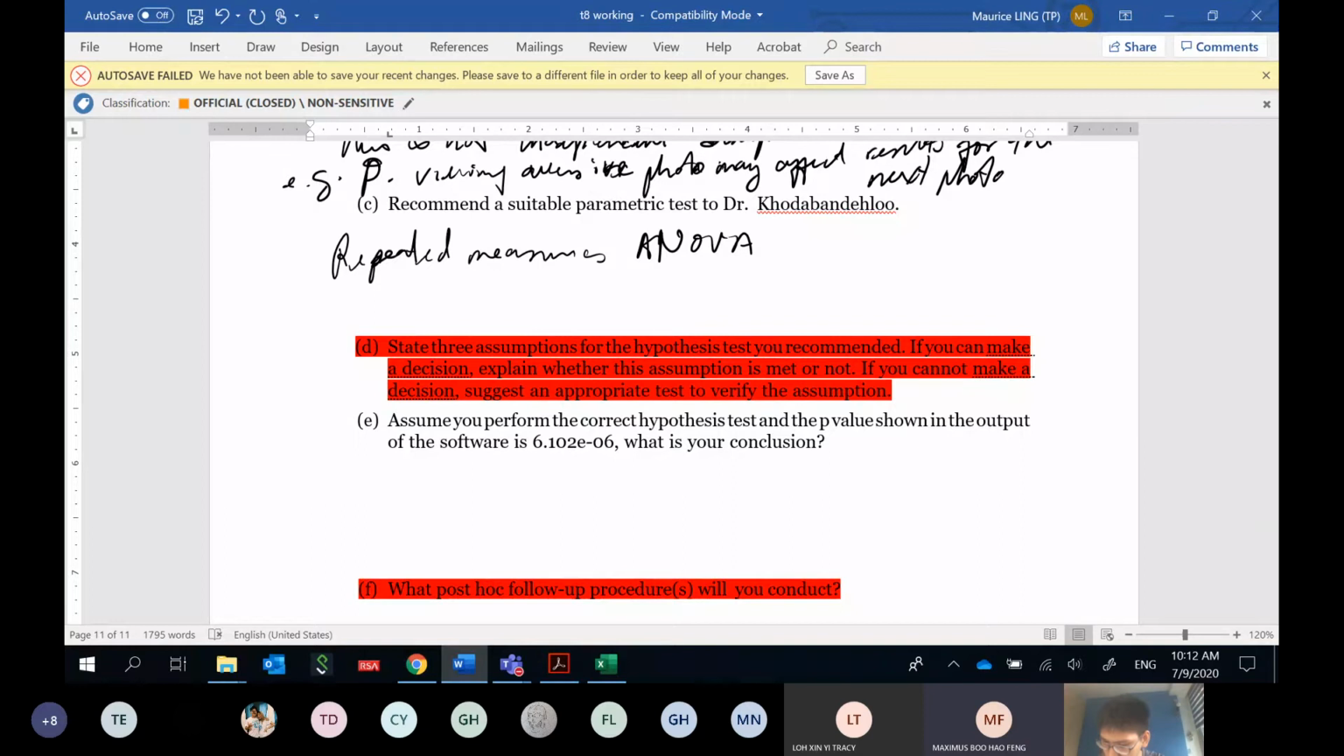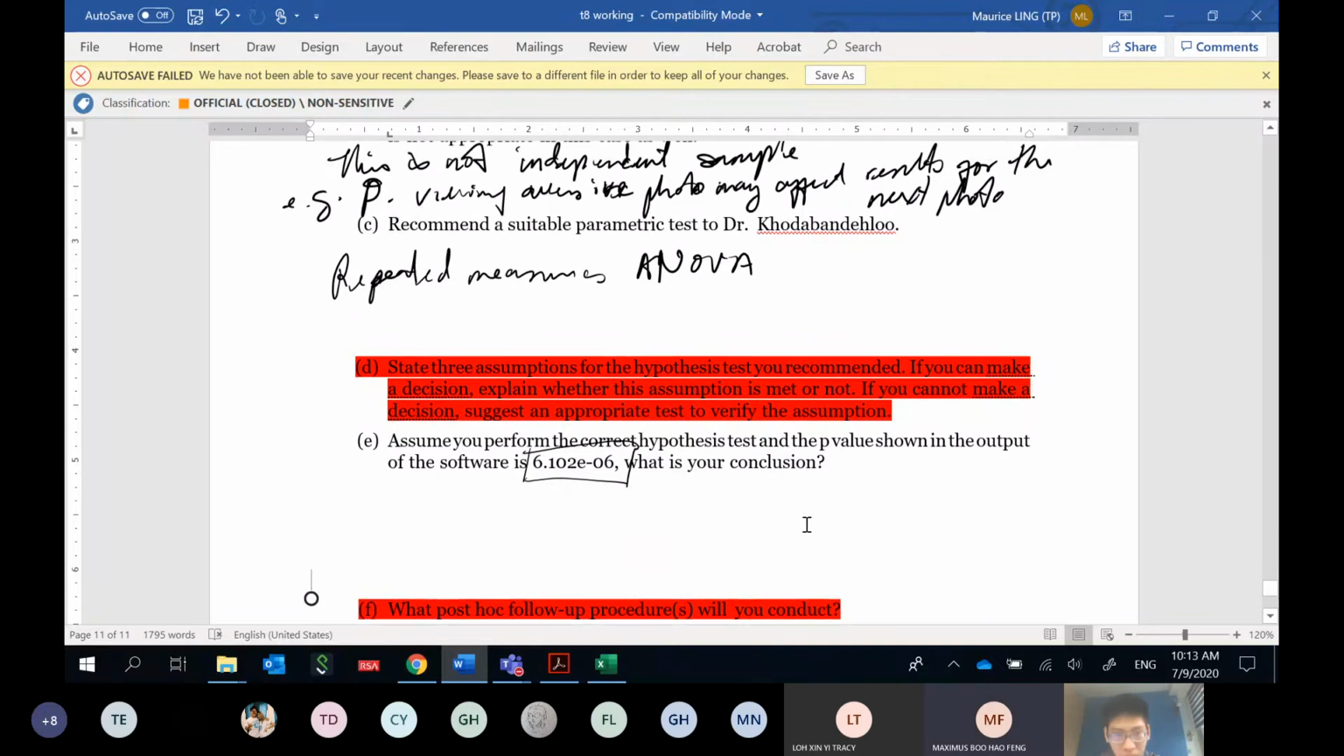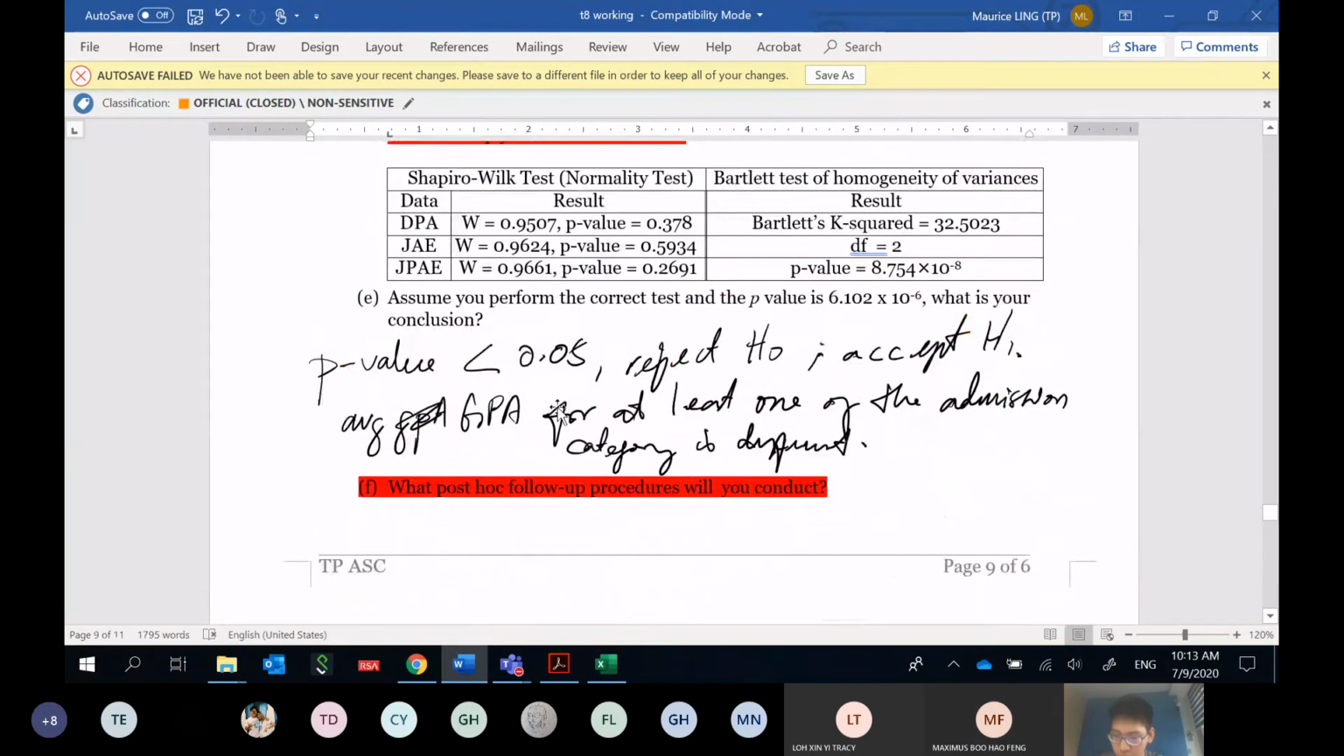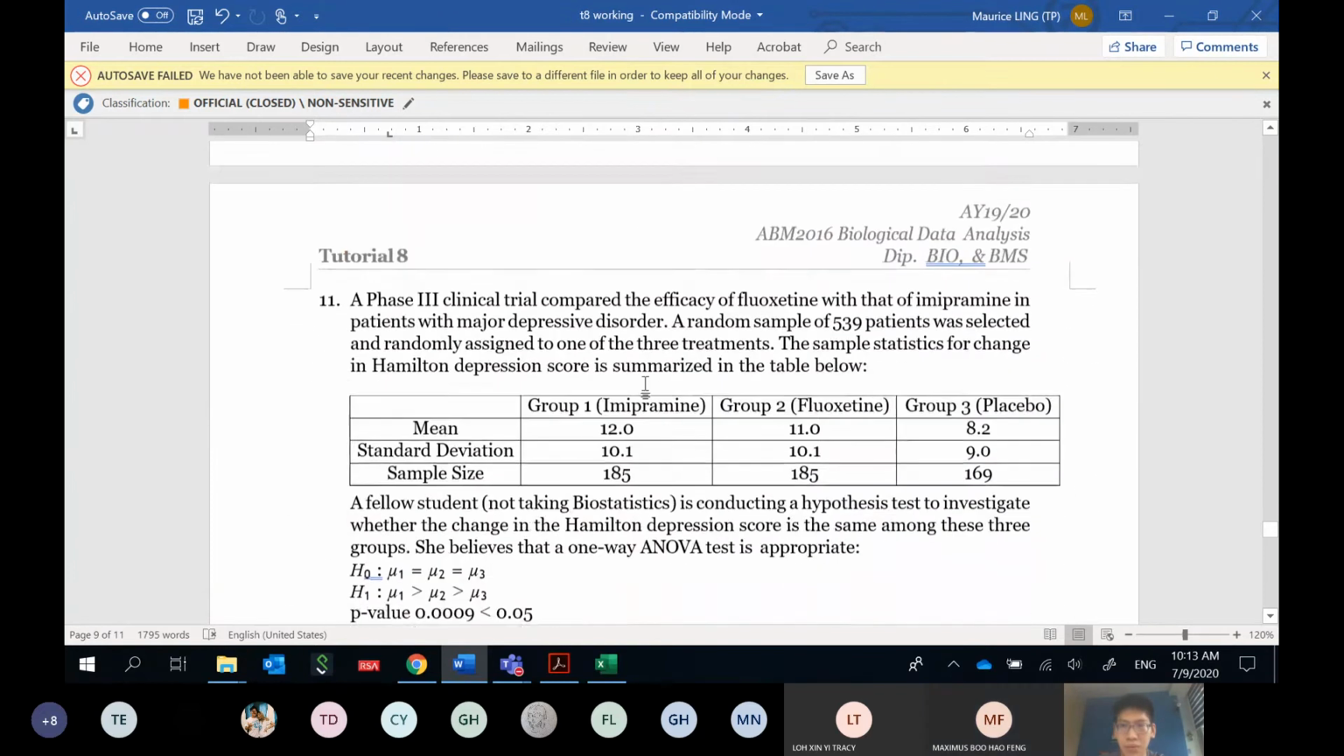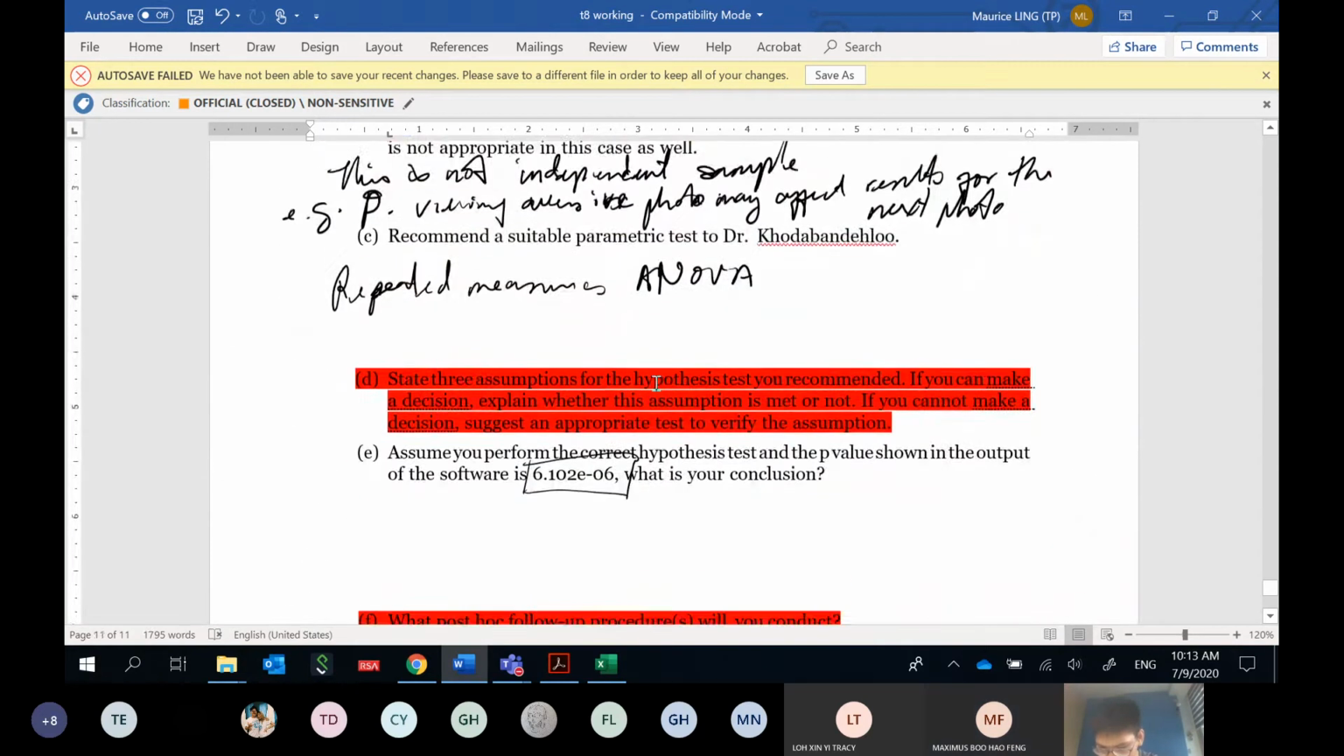I didn't calculate the... No, you don't have to calculate. Let's say this is the result. You do all the correct tests and this is the p-value given by your software. So what does it mean in the context of this experiment? It's actually the same as what was said earlier. Based on the p-value and the alpha, you accept or reject the null hypothesis. So in this case, do you accept or reject the null hypothesis?